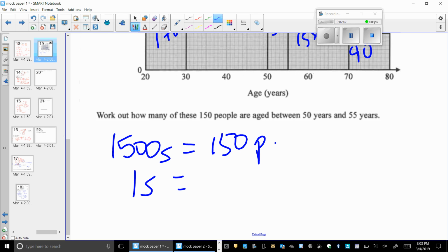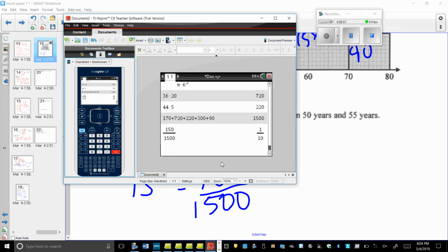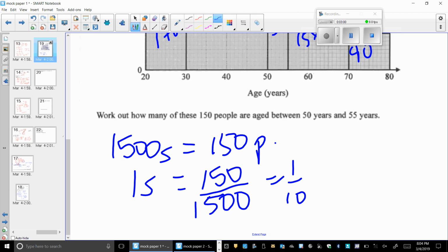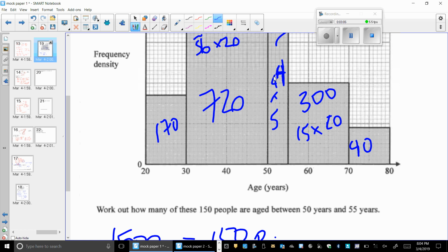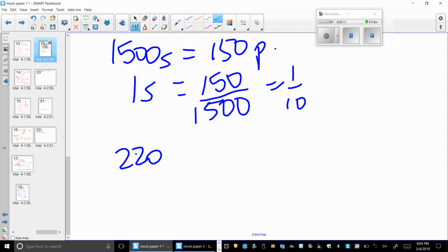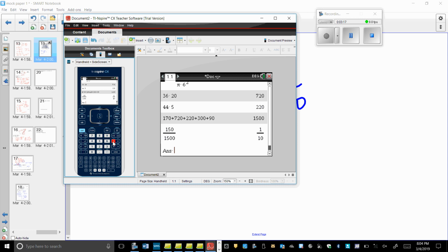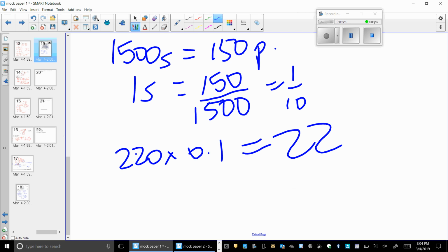So one square is going to be 0.1, or 1/10. So if 50 to 55 was 220 squares, 220 multiplied by 0.1 or 1/10 is 22 people. Okay.